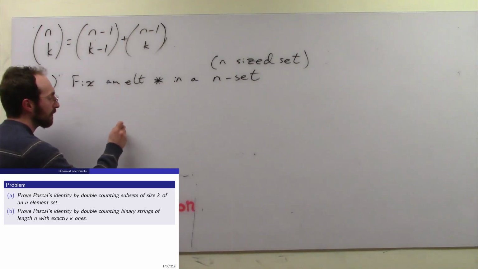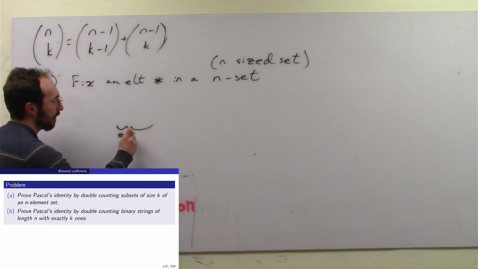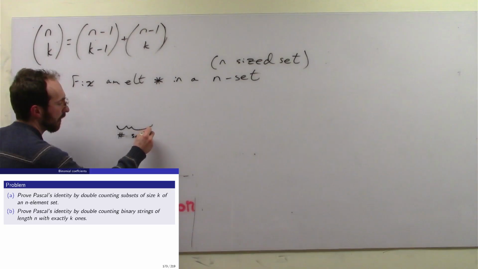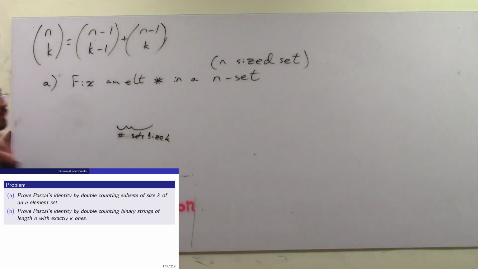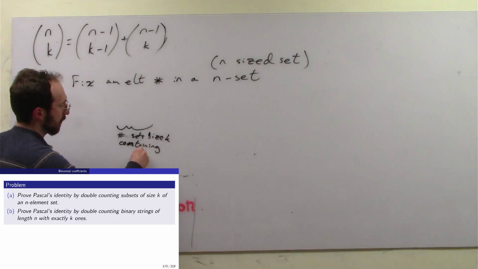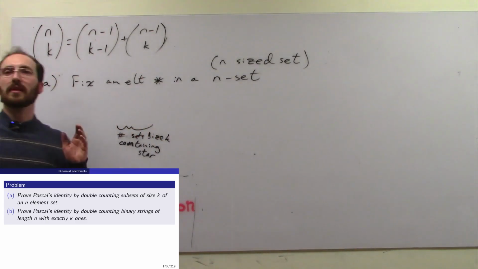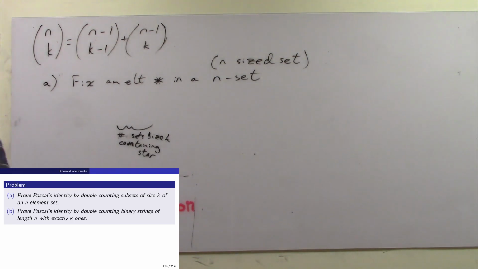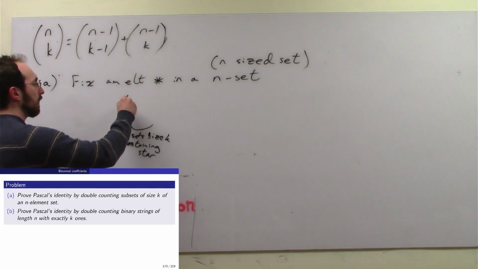So what are we going to do? Let's count the number of sets of size k containing star. How many do we think there are? So we fix this element. We know it's going to be in our k set. N minus 1 choose k minus 1. Yes, absolutely.